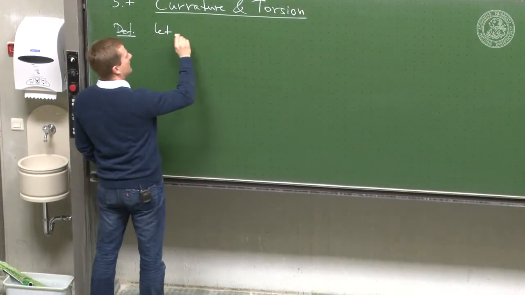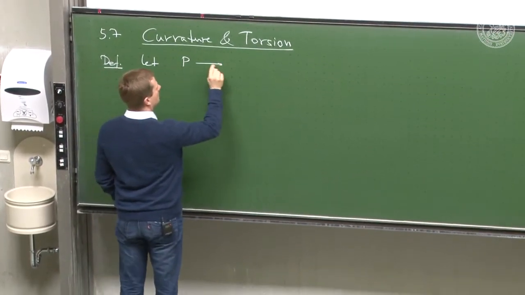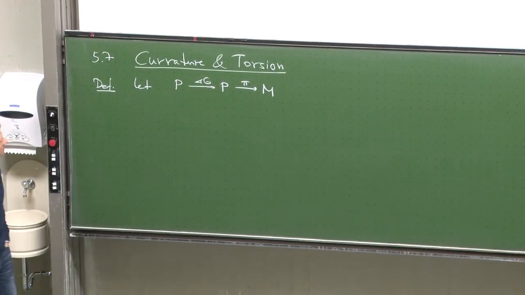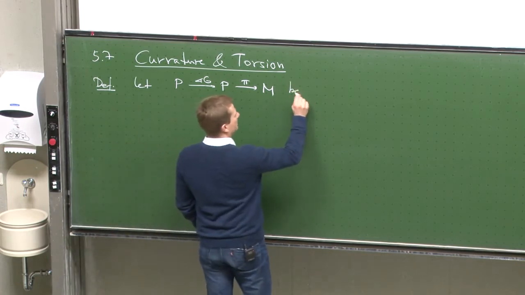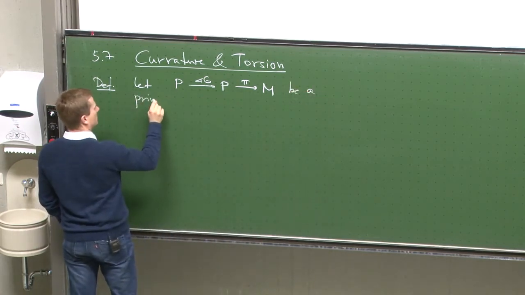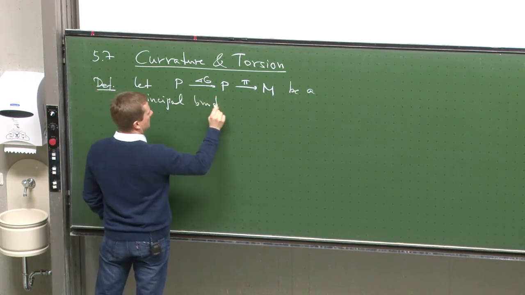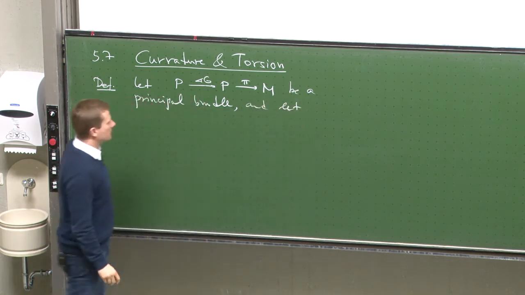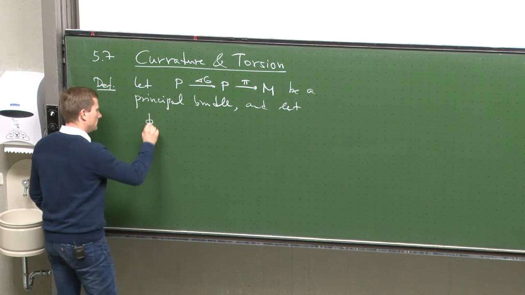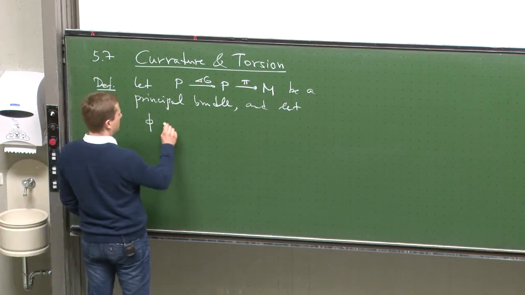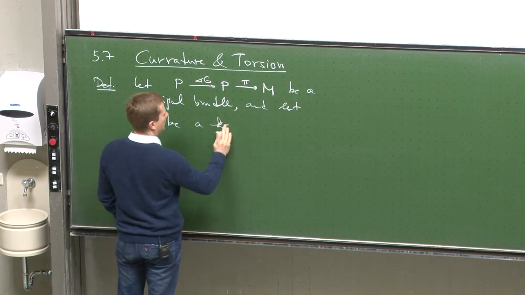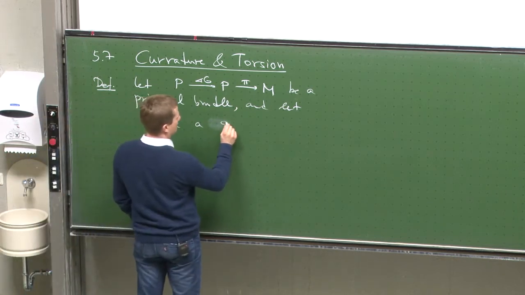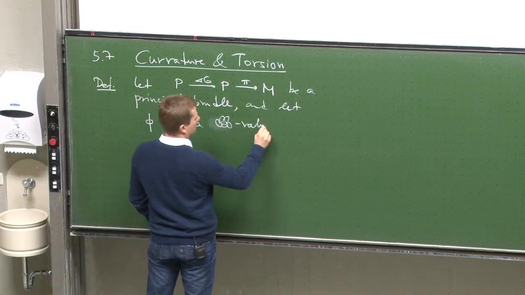If we start with a principal G bundle P over a base space M with a group G acting from the right, be a principal bundle. And we consider also a K-form. Let phi be a K-form, an arbitrarily valued, so a flower-valued K-form.